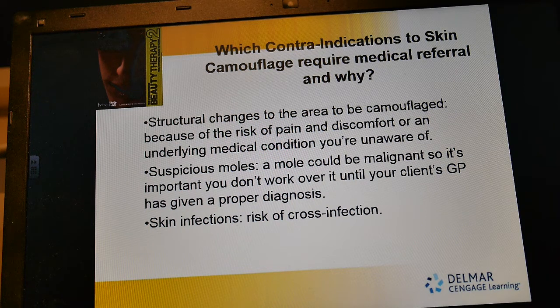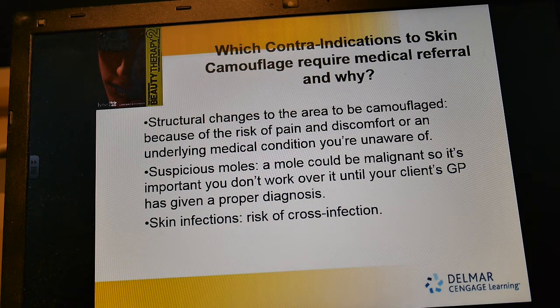And as I said, suspicious moles as well. So a mole could be malignant. Once again, if that client is a regular client and you notice a change in their moles, or even if it's a new client and the mole looks a little bit suspicious, then I would definitely recommend that you refer them for medical advice. Never scare them. Don't say, I think that's cancerous. Just say, your mole has changed shape or the colour is a little bit different. Probably worth just getting that checked out by the GP. Okay, so don't scare them, just try and give some gentle advice.